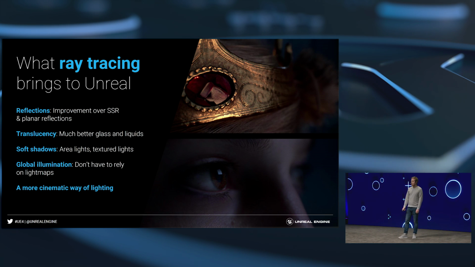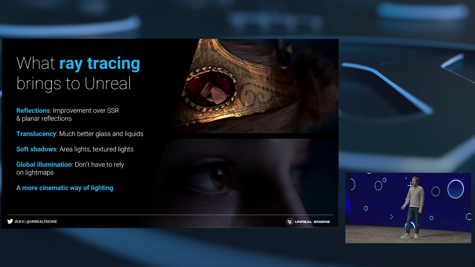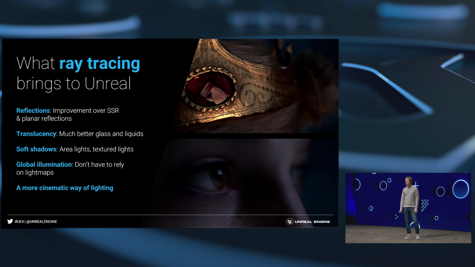Real-time GI means that we don't have to rely on light bakes anymore, so we can get realistic bounce lighting without having to wait for the bakes. All in all, we have a much more cinematic way of lighting, so let me show you how we use this in Troll.